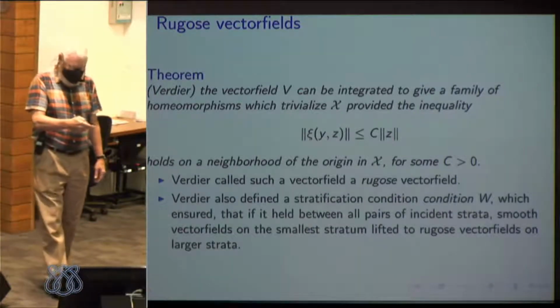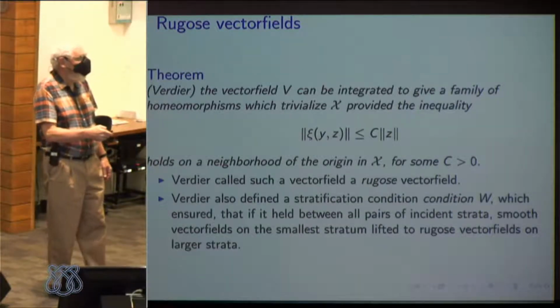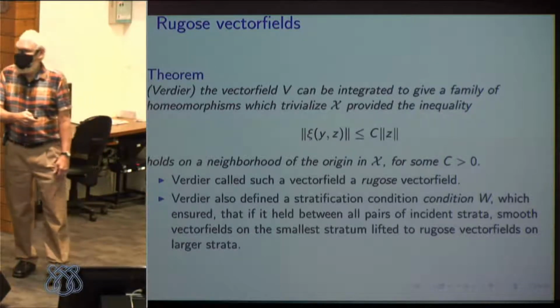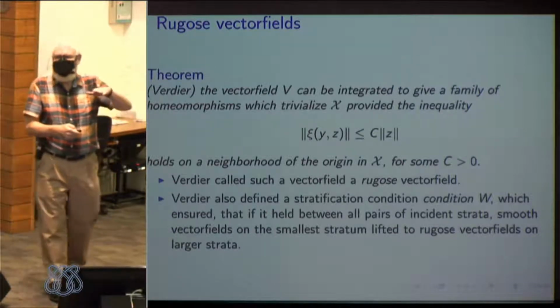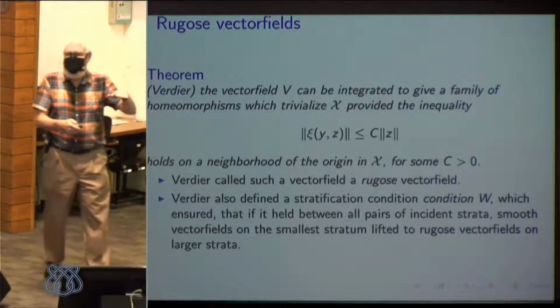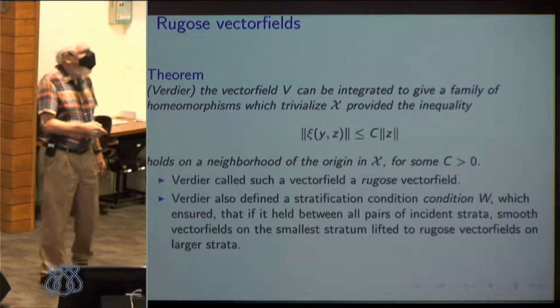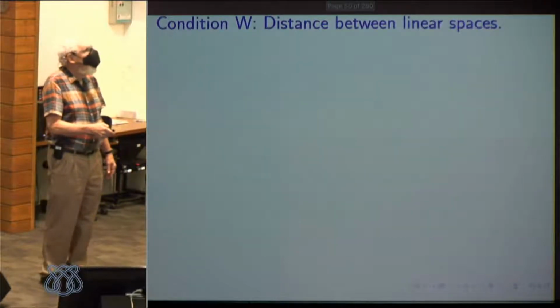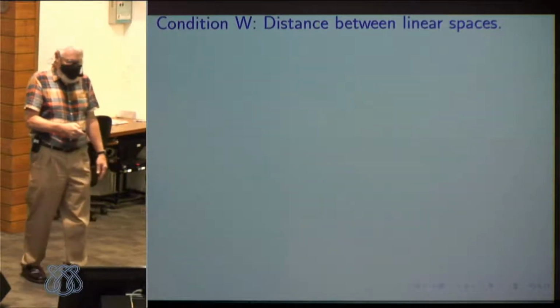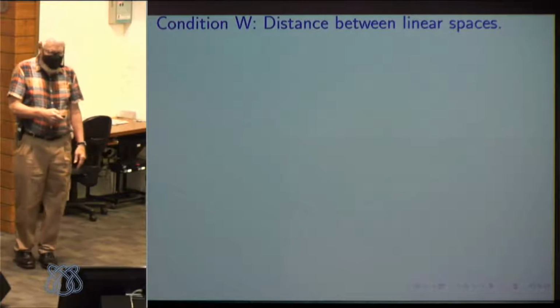And Verdier also defined a stratification condition. The stratification condition guaranteed that if you had a vector field on a lower dimensional strata that was Rigaud's, you could lift it to the higher dimensional strata. So I want to talk about what condition W is.